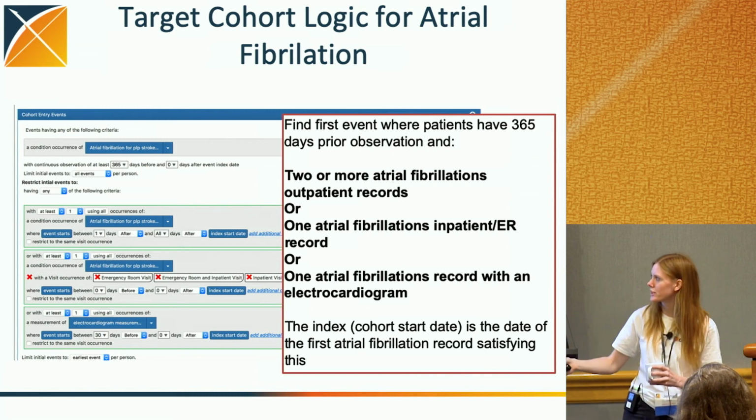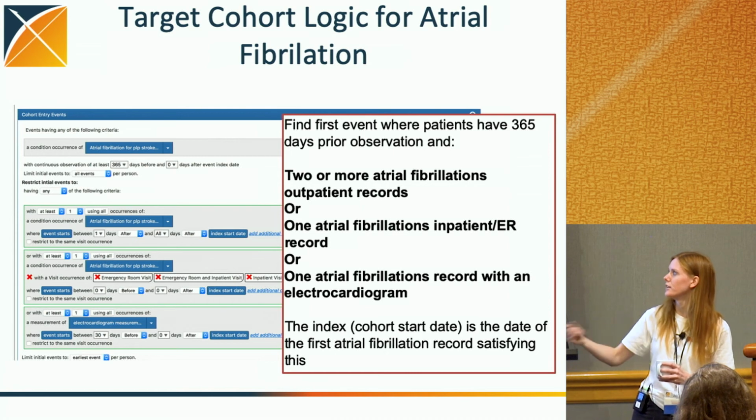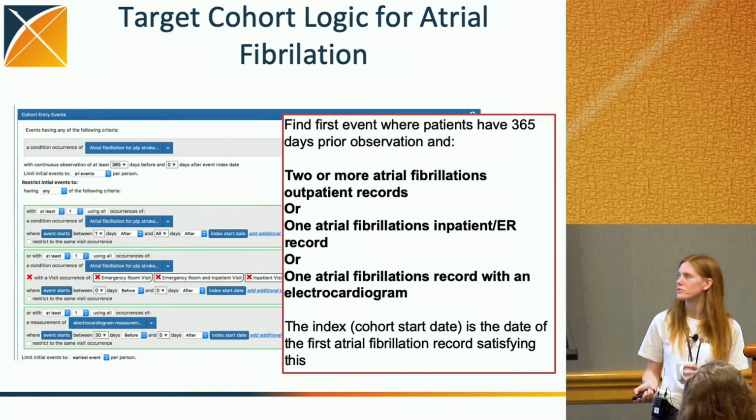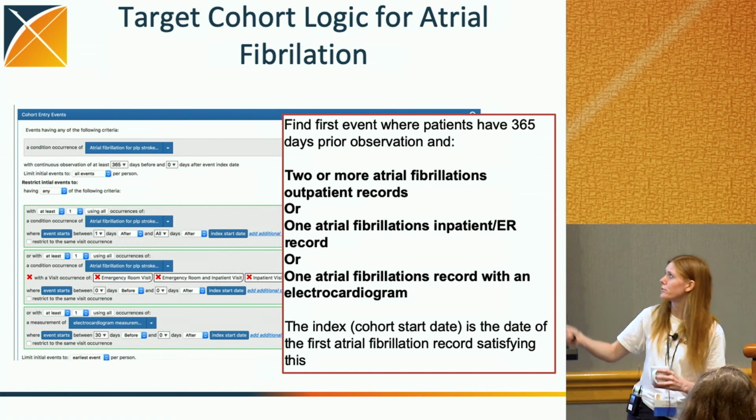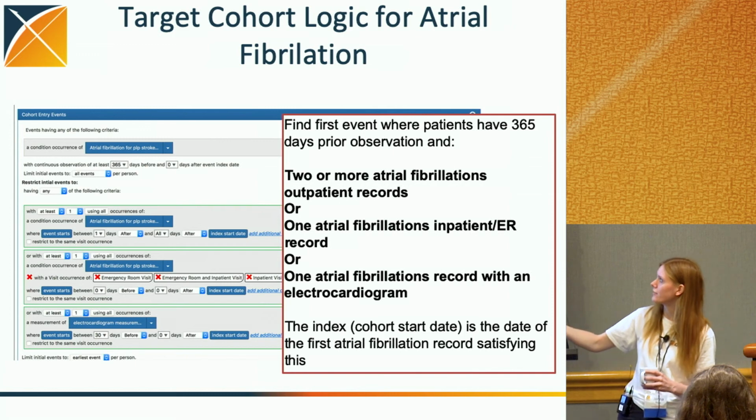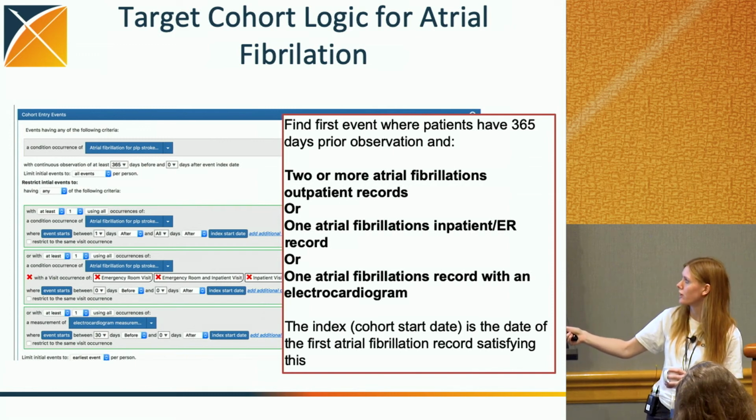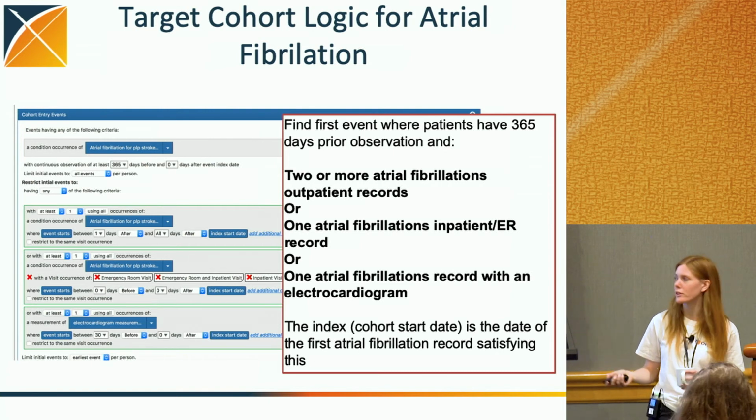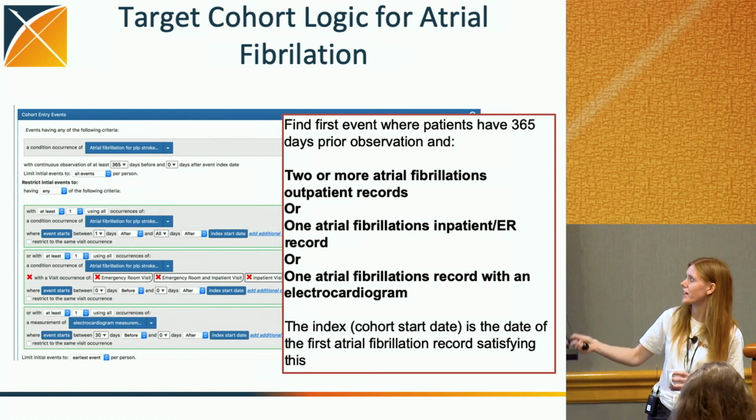So we need some logic, which I think many of you would have covered in the course on Sunday, on how to do the cohort construction. But generally, it will just be saying, OK, in this place, we want to find people who have 2 or more AFib records, or they have an AFib with an inpatient record, or they have an AFib with an electrocardiogram. So this could be the definition of people who are in our target cohort. And then the index date is the first AFib record satisfying this.